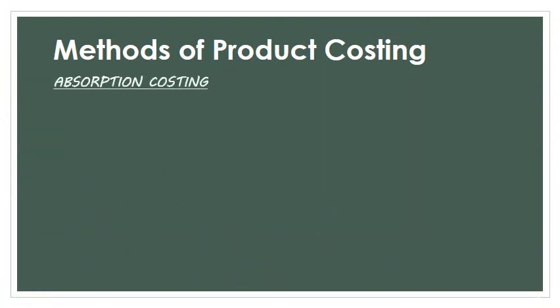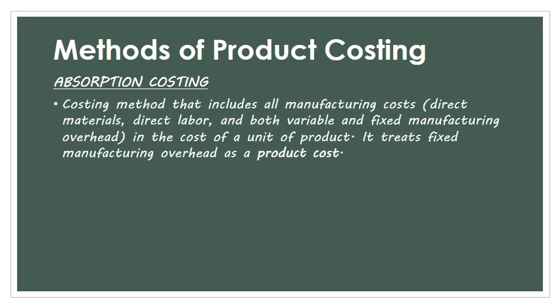First, we have here the absorption costing or yung tinatawag din natin na traditional costing. Costing method that includes all manufacturing costs, direct materials, direct labor, and both variable and fixed manufacturing overhead in the cost of a unit of product. It treats fixed manufacturing overhead as a product cost.